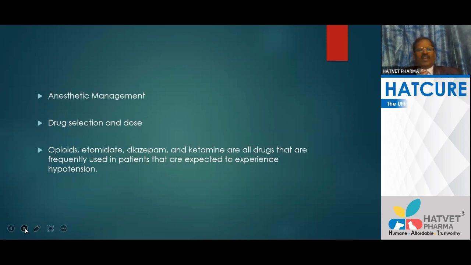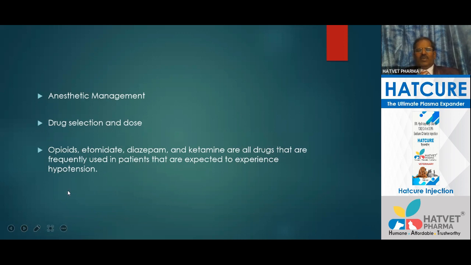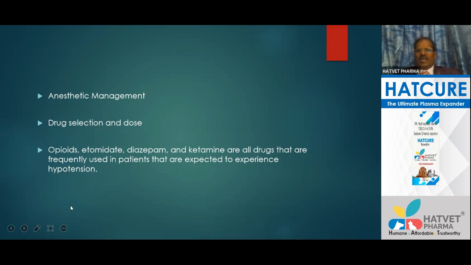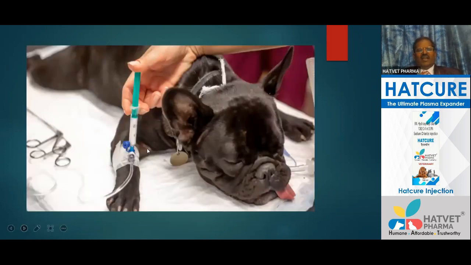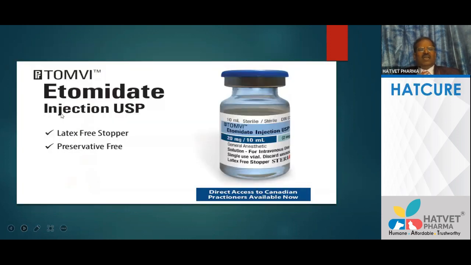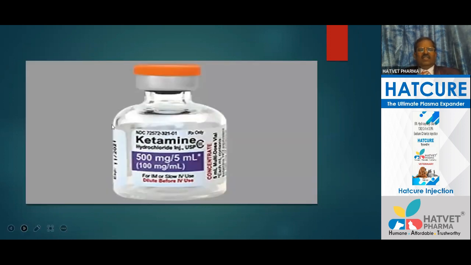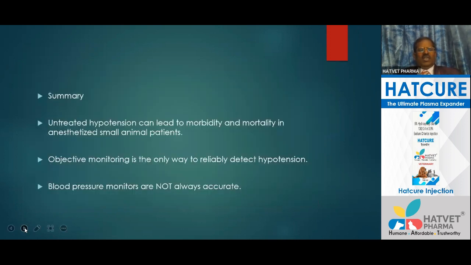Anesthetic management is also very important. Drug selection and dosage is very important. Opioid, etomidate, diazepam, ketamine are all drugs that are frequently used in patients that are expected to experience hypotension. Overzealous use of diazepam and ketamine can also result in hypotension. You need to use them cautiously. These are all the drugs there. Etomidate injection. This is the diazepam injection. You all know that. Ketamine, a frequently used drug.